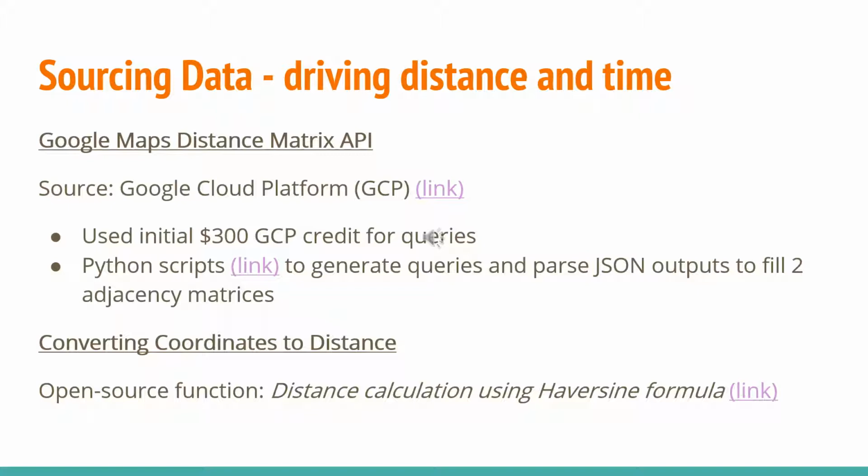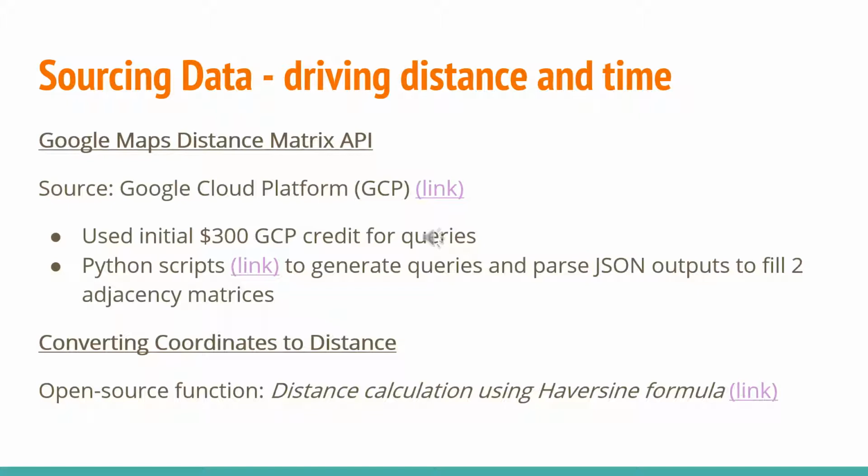So we built two adjacency matrices, one for the distance and one for time, and modified them at the end to make our symmetric assumption hold. And we used Python scripts to handle the queries and parsing of the JSON output file, and then to write them out into Excel files.